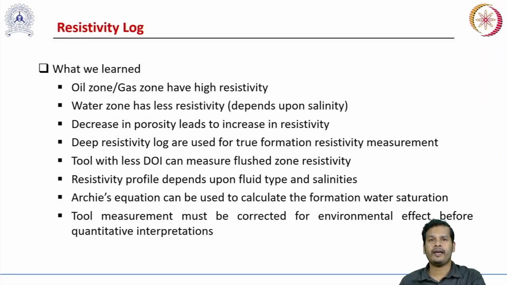We know that an oil zone or gas zone, that means a hydrocarbon bearing formation or a rock which can contain oil or gas, will have high resistivity or less conductivity. This is because oil, gas, and all the hydrocarbons are non-conductive. They cannot carry the current, thus they will lead to high resistivity of the rock.